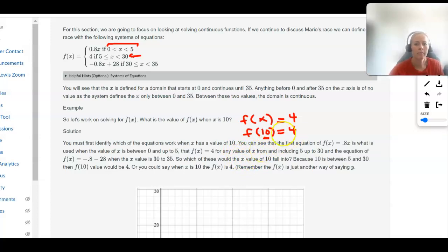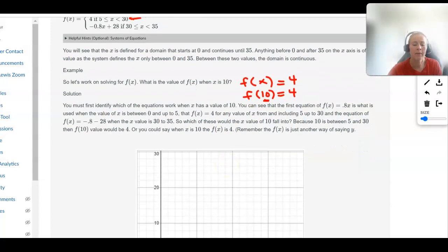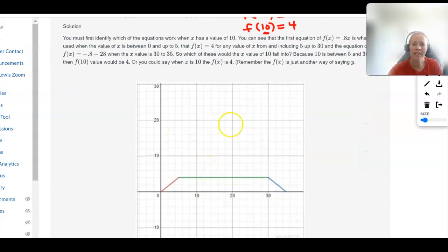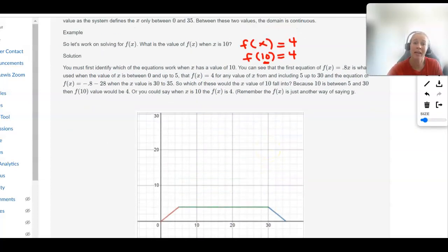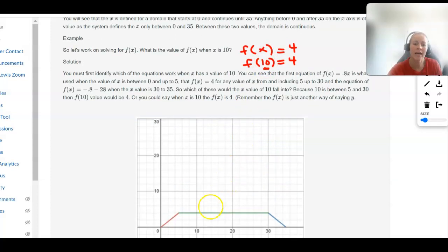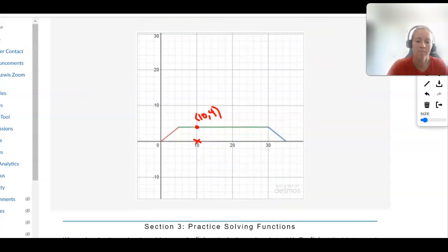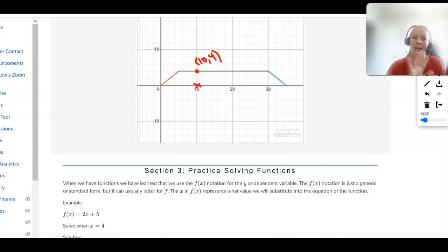This paragraph explains that. 0.8x is for between 0 and 5, so I'll let you read through that. This graph is here to help you, because another way is we could look and say, where does x equal 10? Well, x equals 10 right here, and we can see when x equals 10, f would be 4. So that is the value of y when x is 10, or f of x. f of x and y, you can use synonymously.